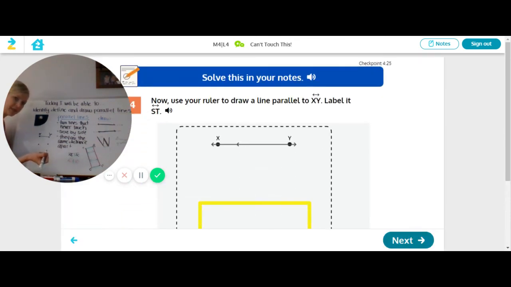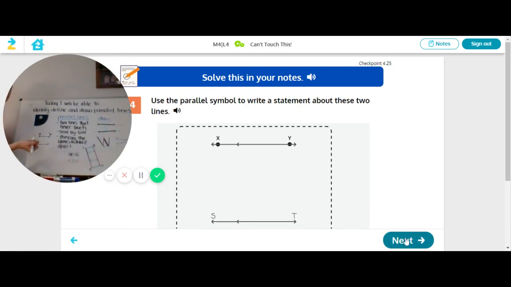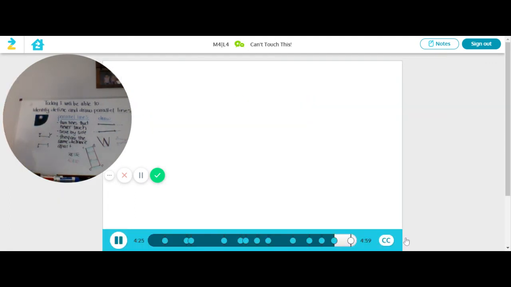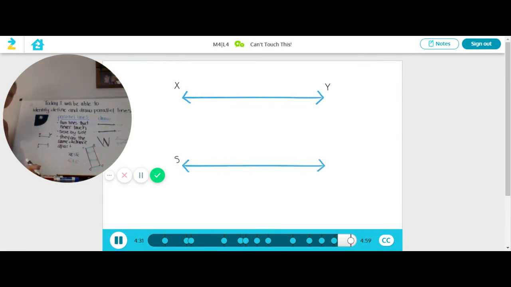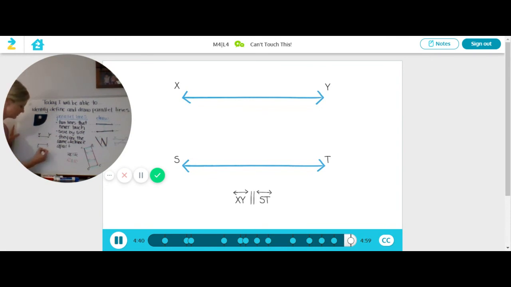So scholars, if you have a ruler, great. If not, go ahead and just draw lines that look about the same distance apart. Use your straight edge to connect those two points and to make your next set of lines. And let's label them S, T. Sophie, how did your line end up looking? Like this. I labeled it ST, and I used the parallel symbol like this to show that line XY is parallel to line ST. Really awesome stuff, guys. You can also draw arrowheads on each parallel line like this to signify that these two lines are parallel.